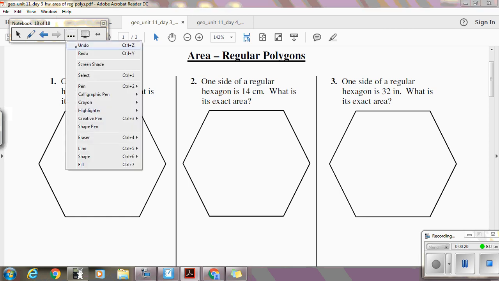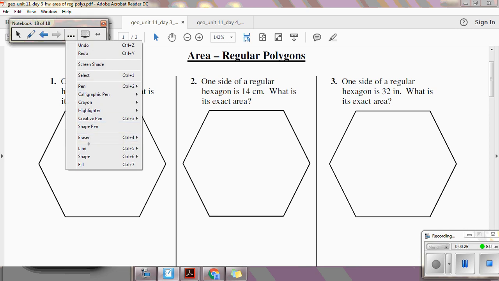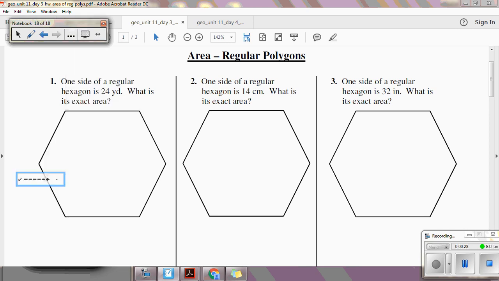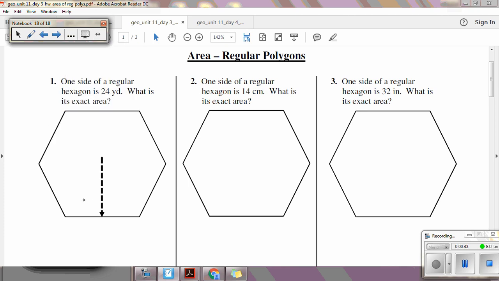So when they only give us one side, we need to find our apothem using the 30, 60, 90 rules. Just to recap, the apothem is from the center of the figure to the edge. It splits the edge into two equal parts. So if the entire edge is 24, each part would be 12.